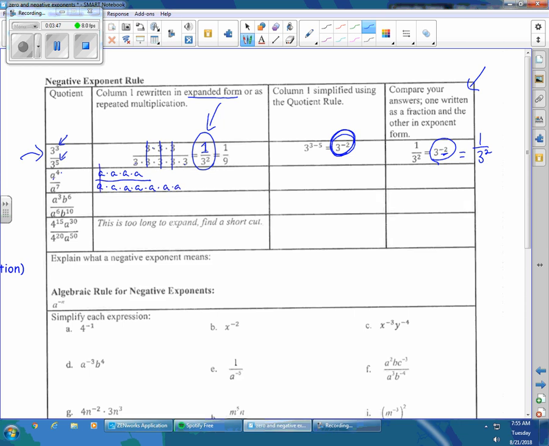Okay. A divided by a is 1. A divided by a is 1. Those all become 1. So in my numerator, I've got 1 times 1 times 1 times 1, which is 1.